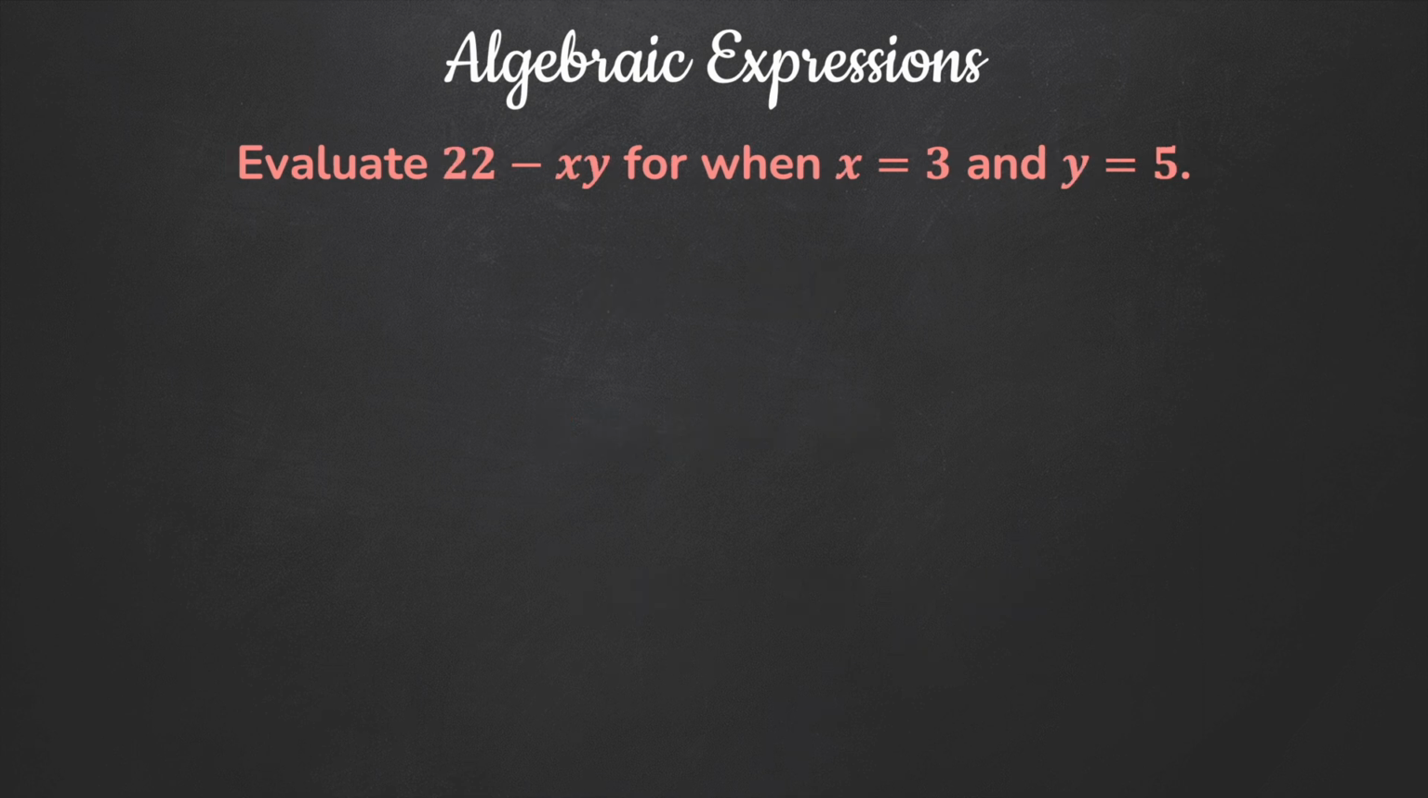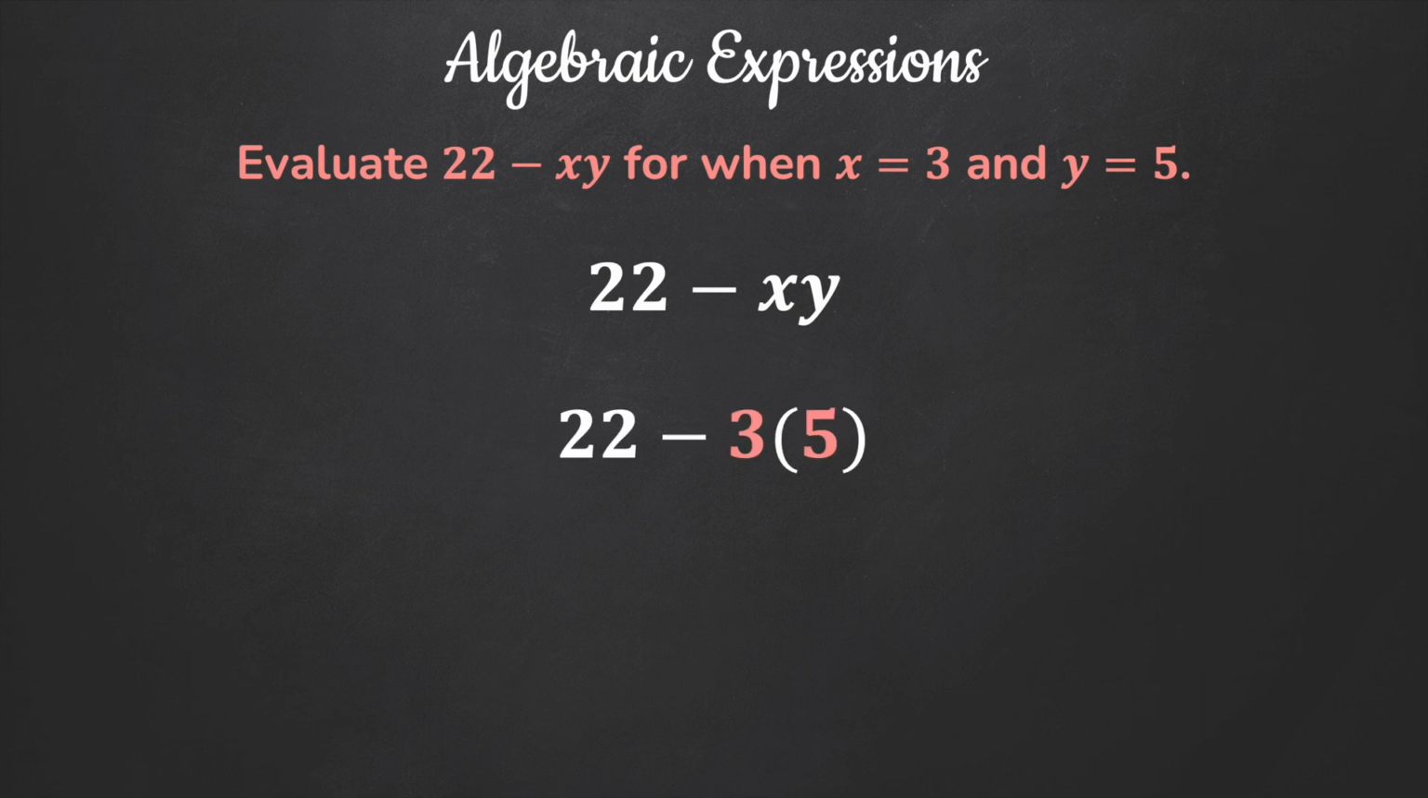In our next example, we have evaluate 22 minus xy for when x is equal to 3 and y is equal to 5. Here we have subtraction and multiplication between our variables. The first thing we're going to do is substitute x for 3 and y for 5. And according to order of operations, we are going to multiply before we subtract. So 3 times 5 is equal to 15, and 22 minus 15 is equal to 7.